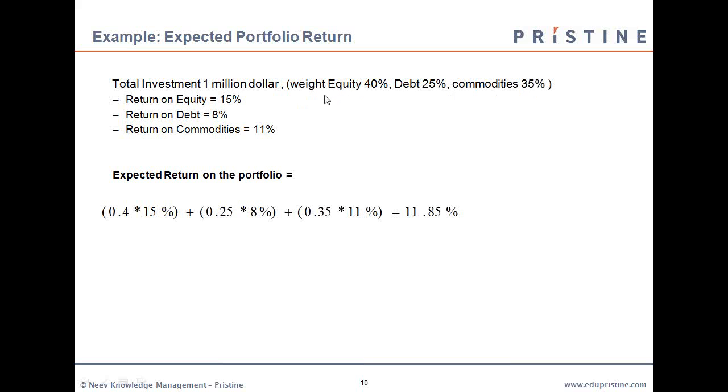So we have three different assets. Asset 1 is equity, its weight is given as 40%, that is 0.4. Asset 2 is debt, its weight is 0.25, that is 25%. And asset 3 is commodities, weight is given as 35%. The return on all these assets are given. So your return on equity is 15%, return on debt is 8%, and return on commodities is 11%.